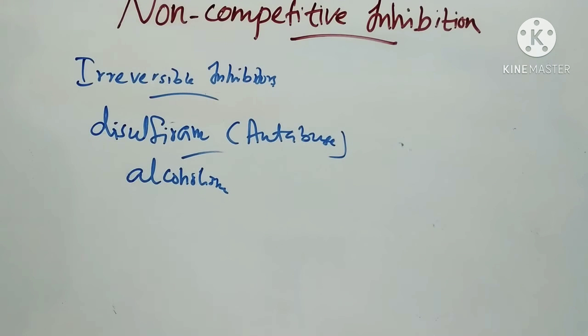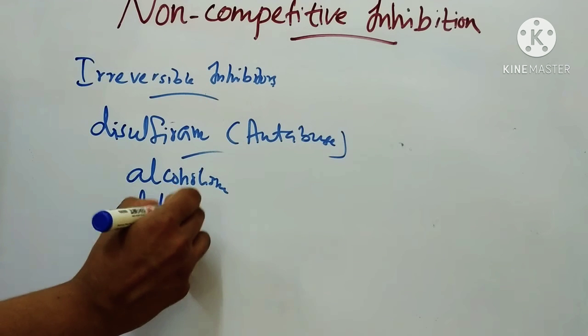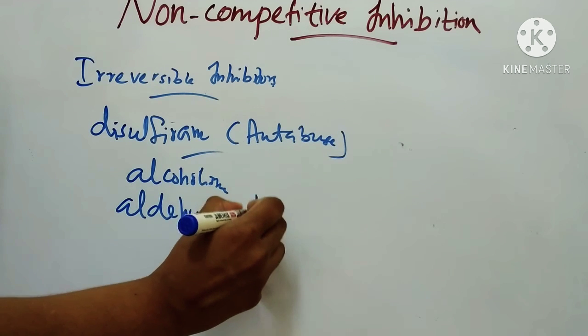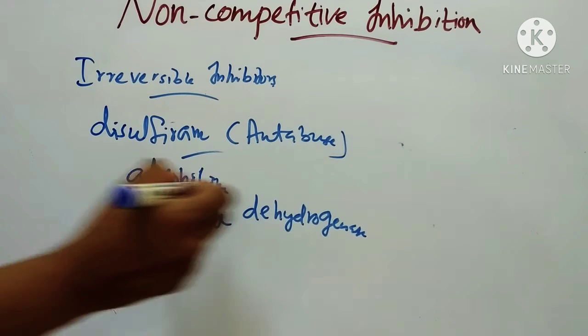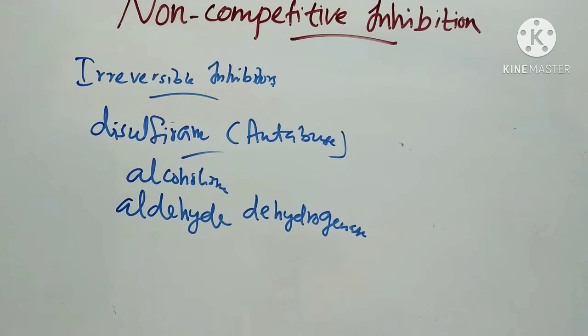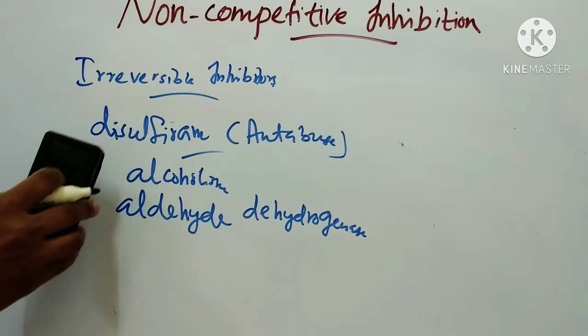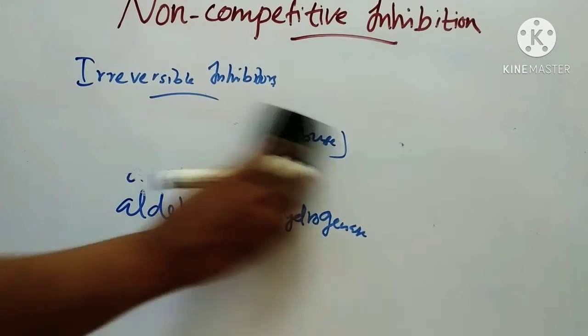This drug irreversibly inhibits the enzyme aldehyde dehydrogenase, preventing further oxidation of acetaldehyde. And this acetaldehyde accumulates and produces sickening effects, leading to aversion to alcohol. That is disulfiram. Next one is diisopropyl fluorophosphate.